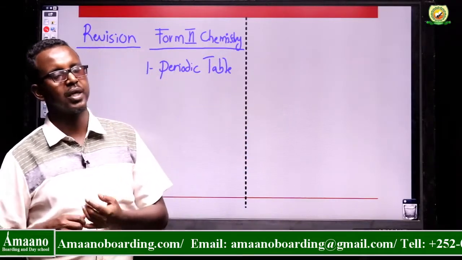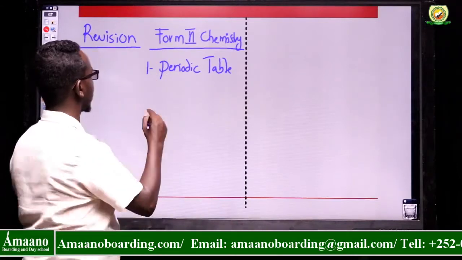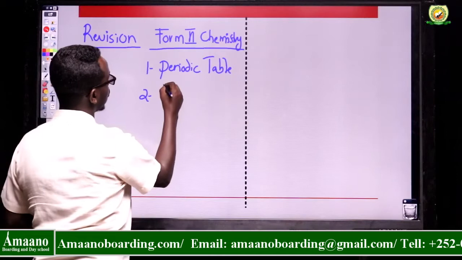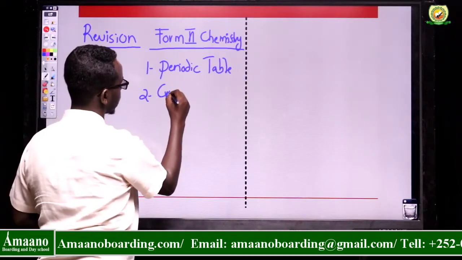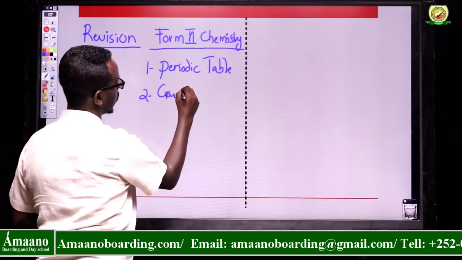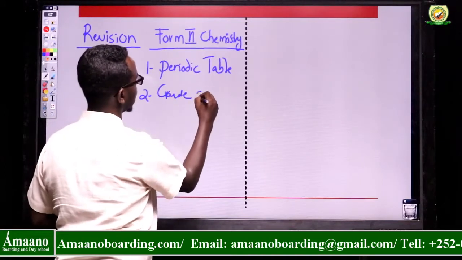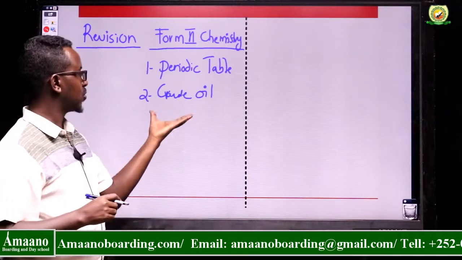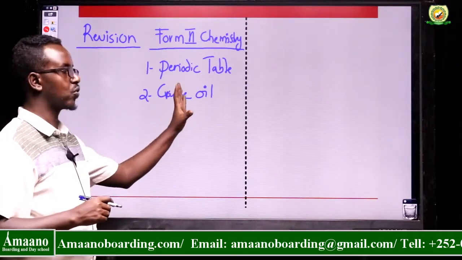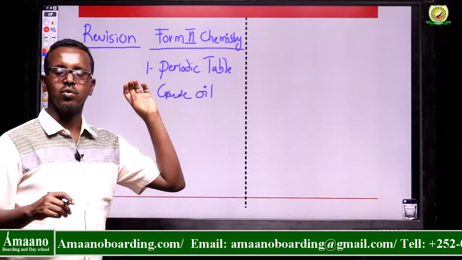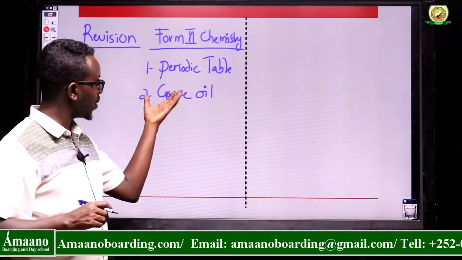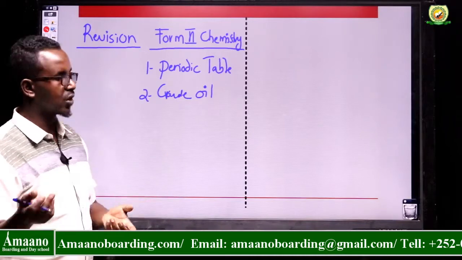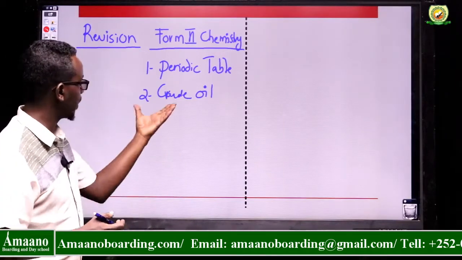What about the other chapter? The second chapter should be what we call crude oil. You have seen this one, crude oil or carbon and its compounds. So the most important thing is crude oil, distillation, what we call fractions, what we call the different types of fuel, kerosene, gasoline. So what are they?